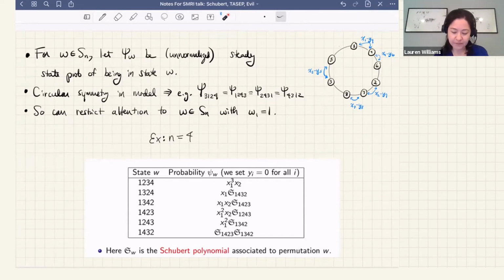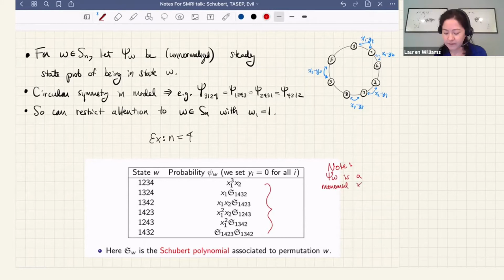So what we have in this little example is that in these cases, psi sub w is a monomial times a product of Schubert polynomials. And my notation here is that this math frac S sub w is the Schubert polynomial associated to permutation w. So I will define Schubert polynomial concretely in a little while.